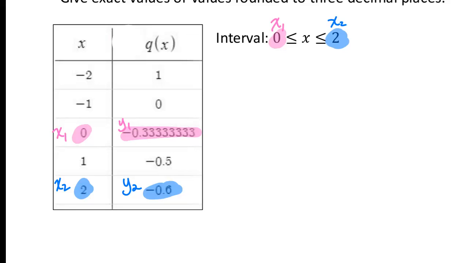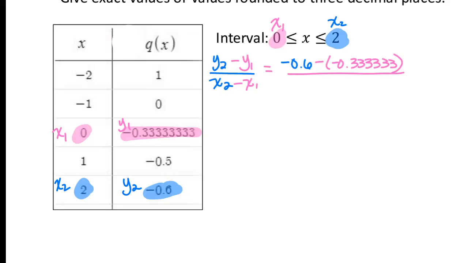So for my formula, I have y2 minus y1 over x2 minus x1. You basically just plug it all in, okay? So y2, we got the negative 0.6 minus y1, which is negative 0.333, repeating, all over x2, which is 2, minus x1, which is 0. So I want you to do the same thing, figure out your new fraction, and then figure out your final answer.